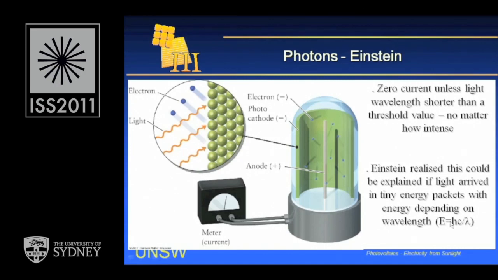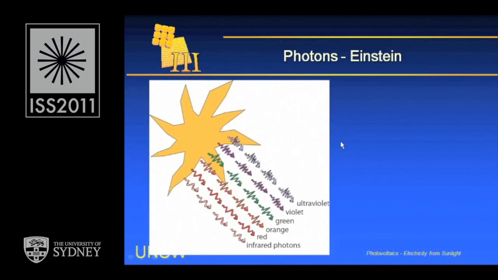Now this is quite a tiny amount of energy. c is big and lambda is small, but h is very, very small, so it makes the overall energy tiny, but enough to excite a single electron from the metal. So that was the birth of quantum mechanics.